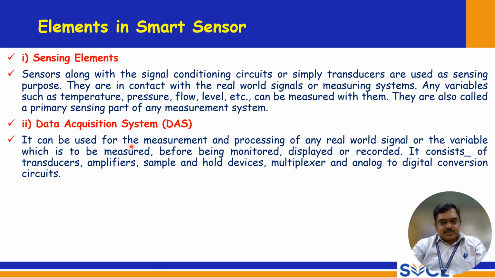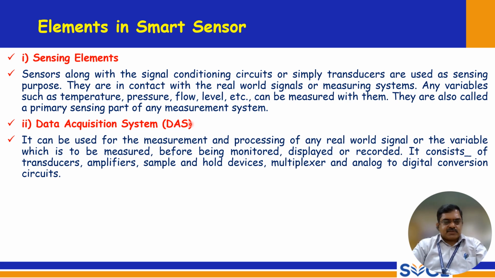Here these are the elements of a smart sensor: sensing elements and data acquisition systems, DAS. We have seen the data acquisition system in detail in an earlier unit. Sensing elements, sensors along with signal conditioning circuits, simply transducers, are used for sensing purposes. They are in contact with the real world signals or measuring systems. Any variables such as temperature, pressure, flow, level, etc. can be measured with them. They are also called the primary sensing part of any measurement system.